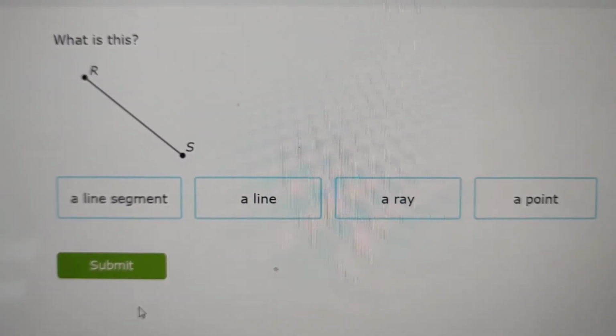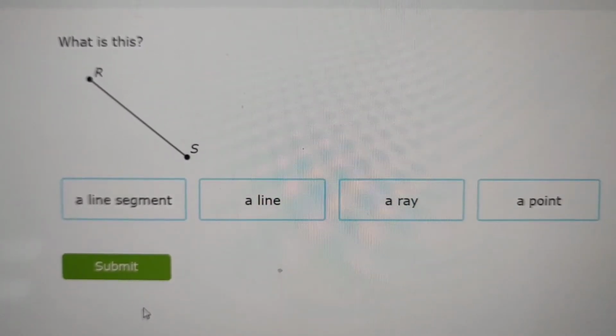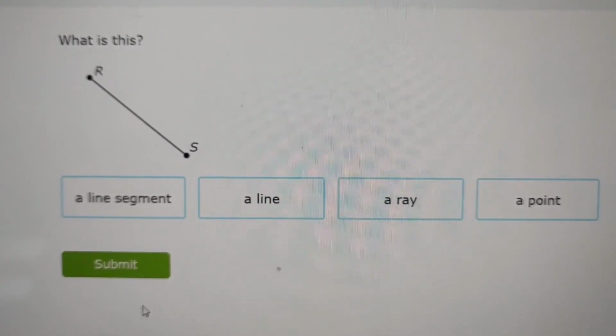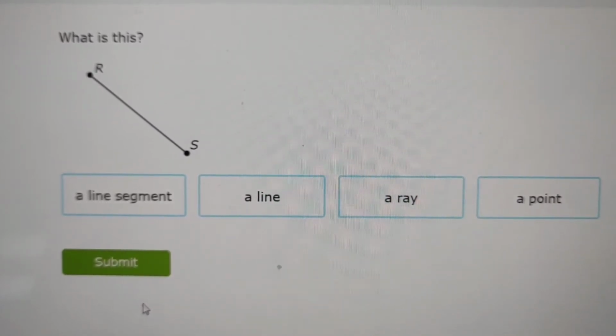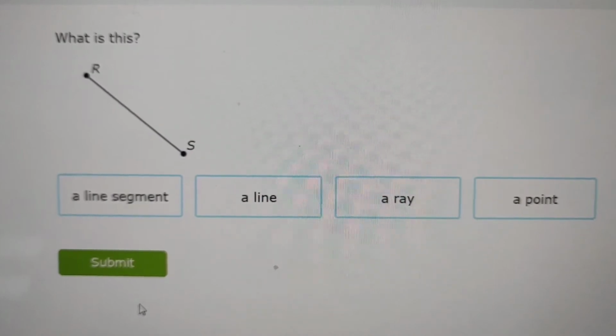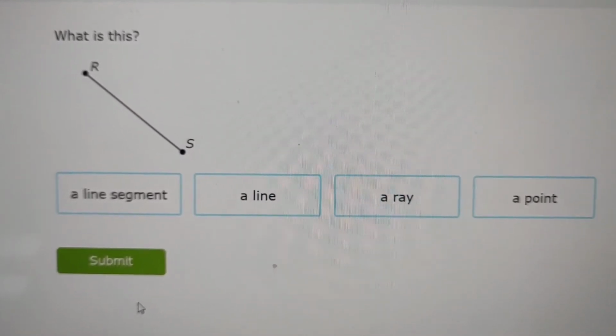Now take a look at this problem. It asks, what is this? And take a look at what's there, and the choices are a line segment, a line, a ray, or a point. Pause the video, consider each choice, and make your selection, and then come back after you've done that.